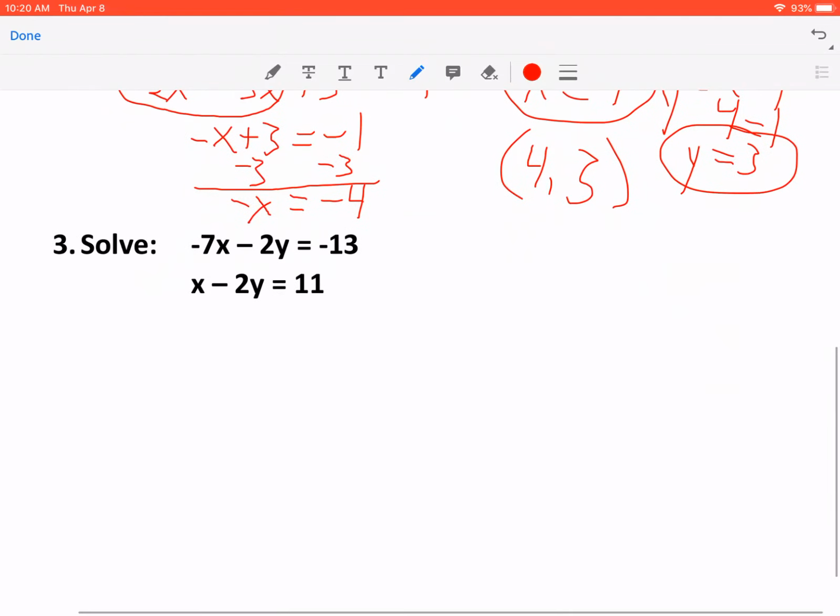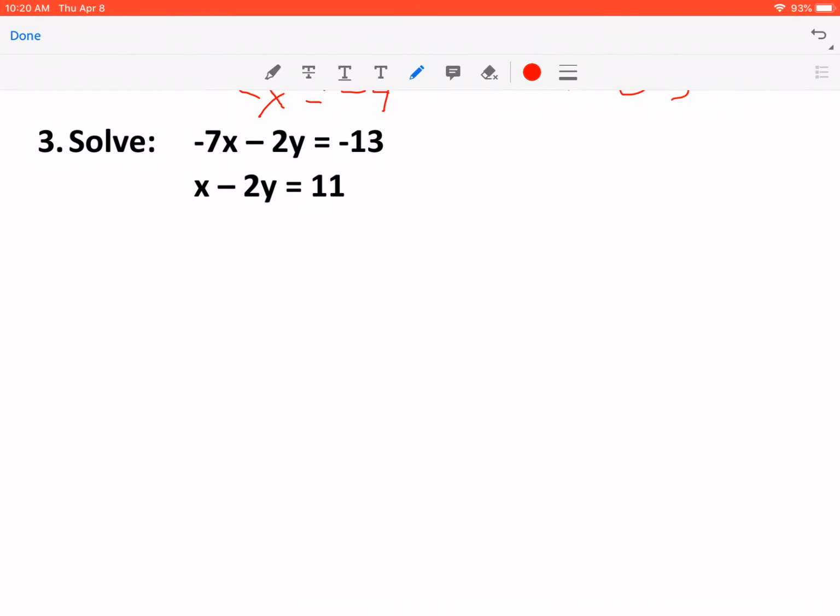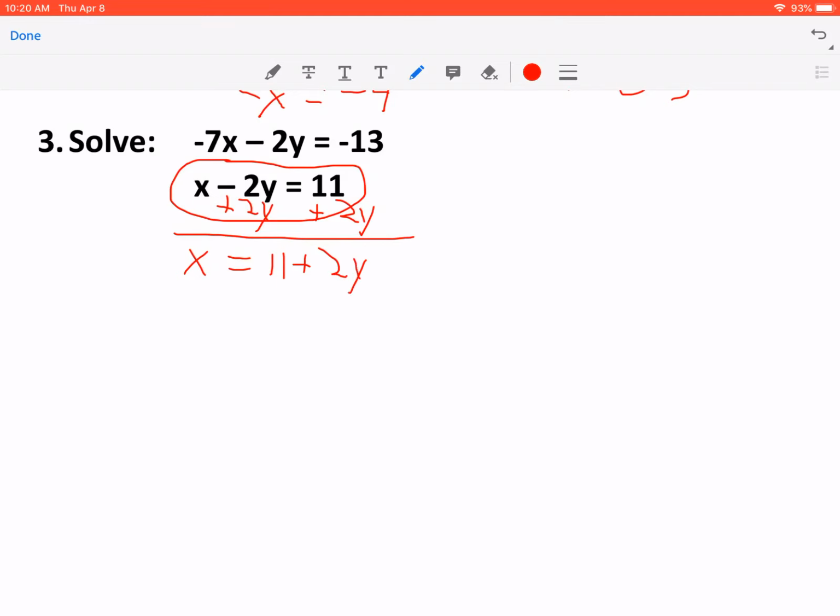Okay? Now, occasionally you might run into one where there isn't a letter already by itself. But if I look at this second example right here, it'd be very easy to get rid of the minus 2y on the left, and then x would be by itself. How could we do that? Just add 2y. So this is now x equals 11 plus 2y. If you did 2y plus 11, that'd be the same thing. So what we're going to do is take this x, which is 11 plus 2y, and substitute it right there. That's why it's called substitution.